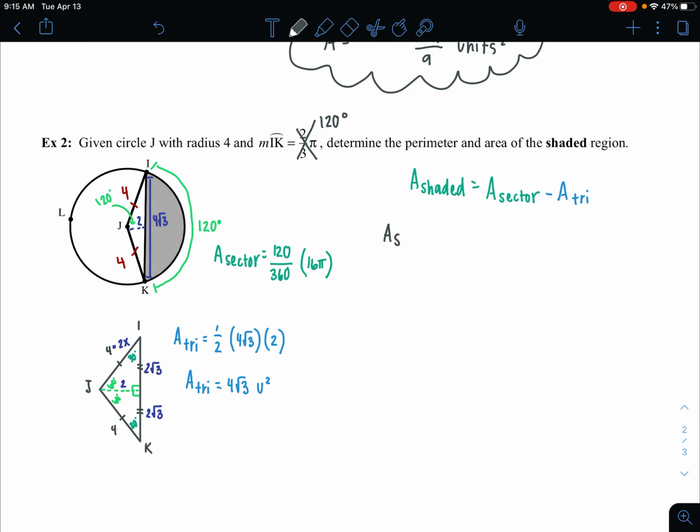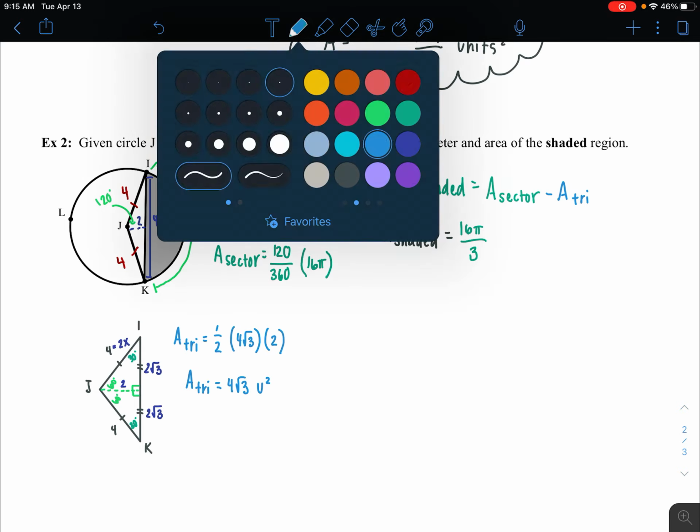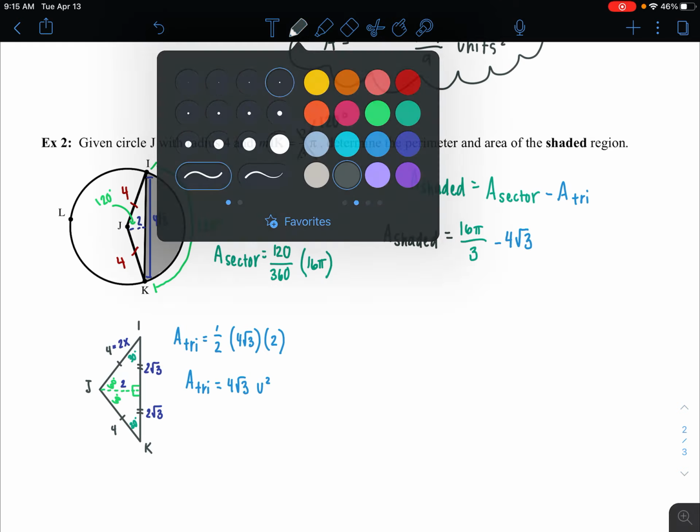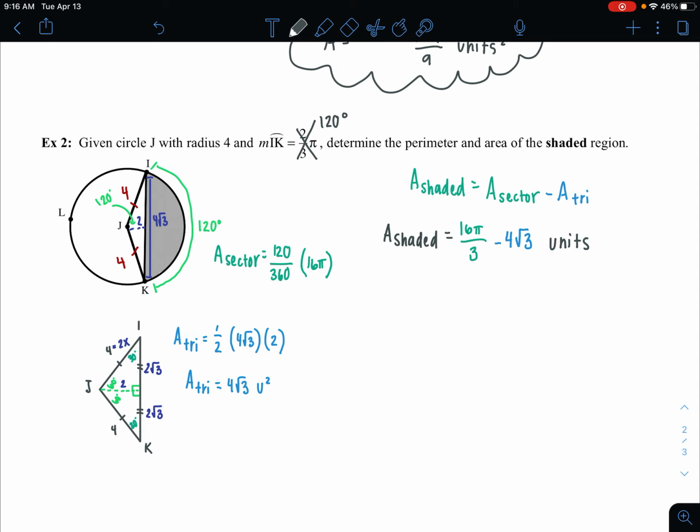So my area of my shaded region is going to be 120 divided by 360 times 16. That'll give me 16 pi over 3 minus, and then we had our area of the triangle, which is 4 root 3. It's not telling us to round, so that'll be my final answer, units squared. All right, good. So we found our area of the shaded region.